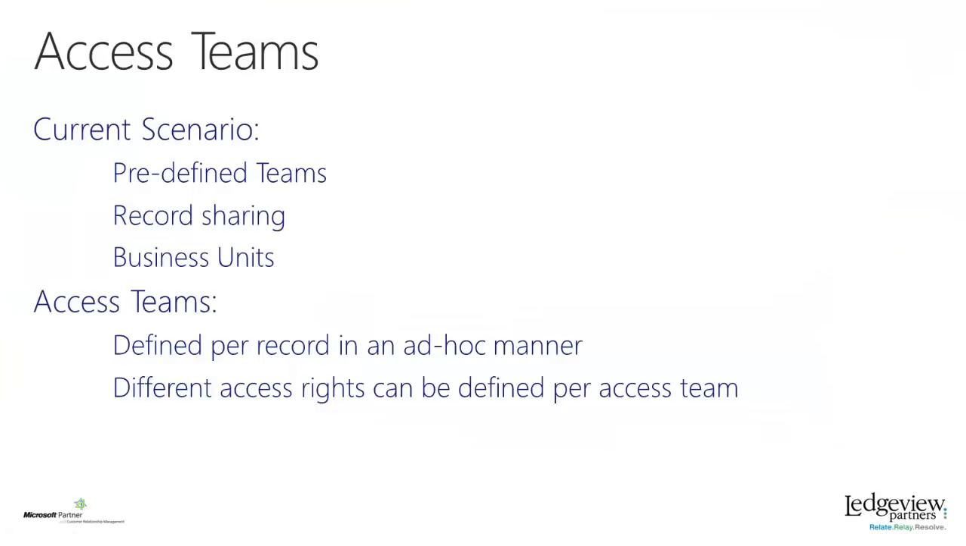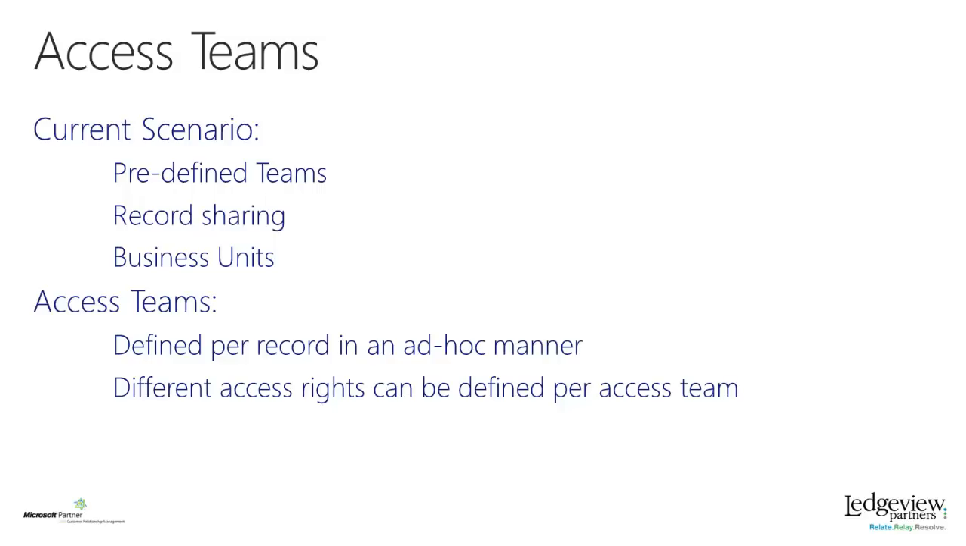Another new feature in CRM 2013 is the access teams. Basically, what access teams allow you is an ad hoc way to give users permissions on a record they might not normally have. Currently, you might be using scenarios like predefining teams with groups of users. You might be using the sharing functionality on an individual record basis to give permissions, or you might go as far as using business units and different security roles to define who can access what records.